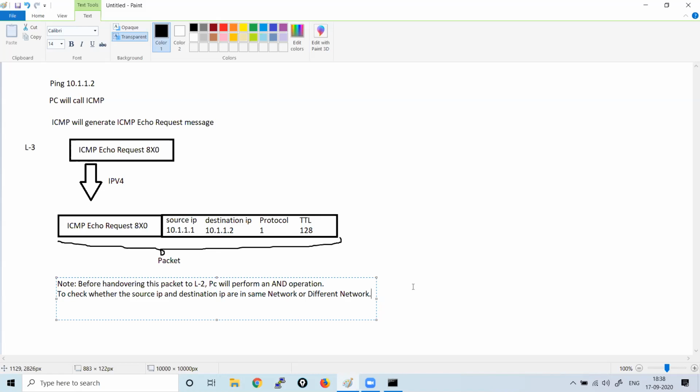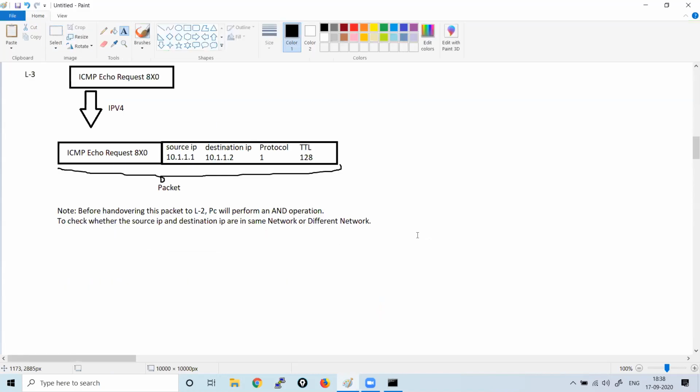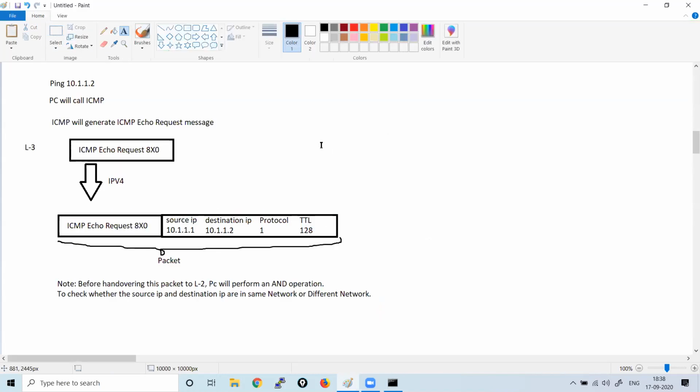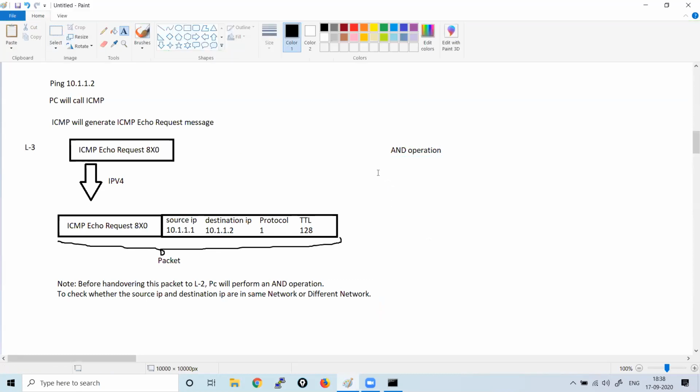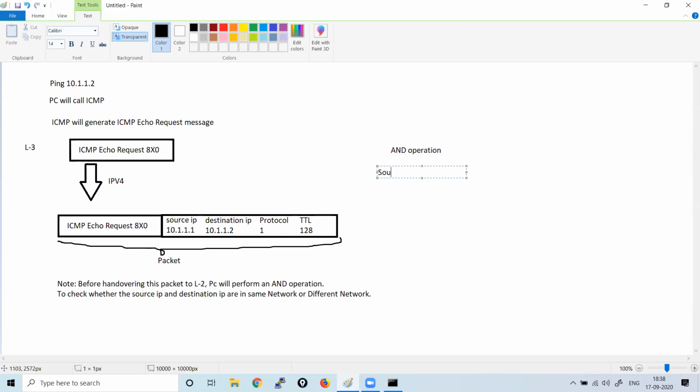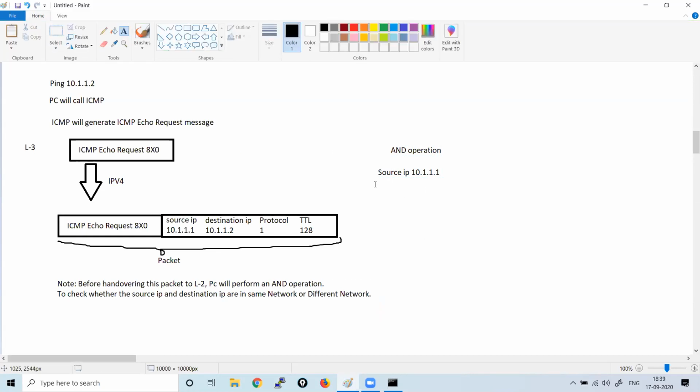Now, how is this AND operation performed? Let me explain it to you here. The AND operation will take the, who is performing it? The PC is performing it. Source IP. Source IP is what? 10.1.1.1. It will take the source subnet mask.